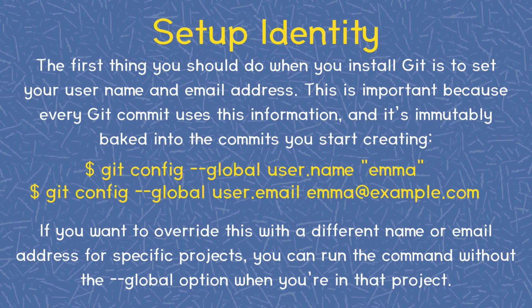The first thing you should do when you install Git is to set your username and email address. This is important because every Git commit uses this information. This information remains immutable with the commit you do. Just type commands to set the username and email address. If you want to override this with a different name or email address for specific projects, you can run the command without the global.